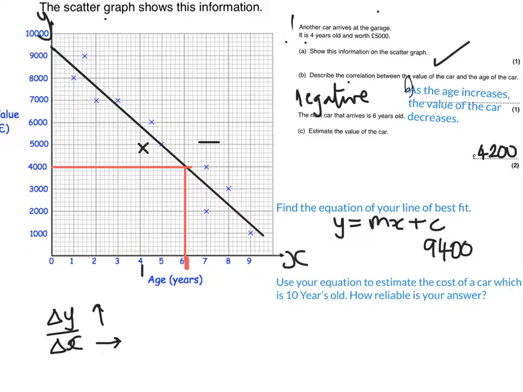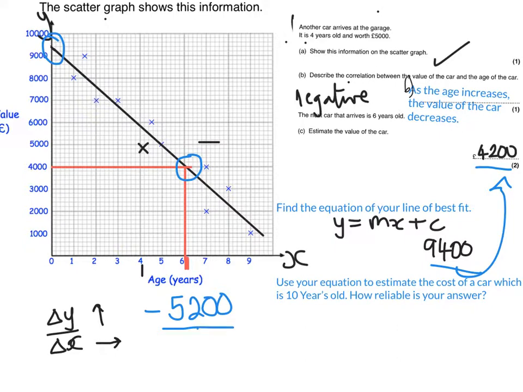So if I look between this point here and this point here, my change in y has gone from 9,400 to 4,200. So to get from that 9,400 to 4,200, I take away 5,200, and that's taken me 6 years. I could use a calculator for this, or just simplify it and see what the answer is going to be. And that will give me negative 866.6 recurring, so 6, 7.